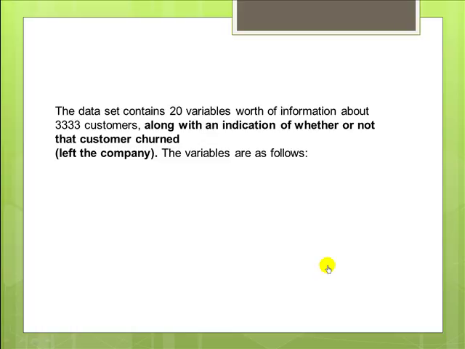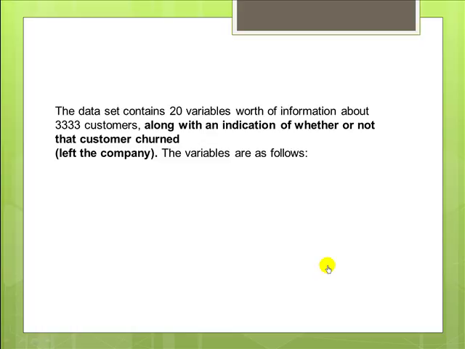The data set contains 20 variables worth of information about 3,333 customers. So that's the number of records, along with an indication of whether or not that customer churned, whether they left the company. Okay, so we have 20 variables plus one more, and that is, did they leave the company or not?